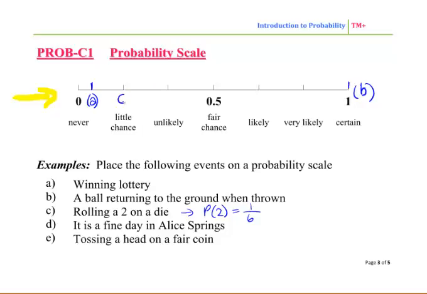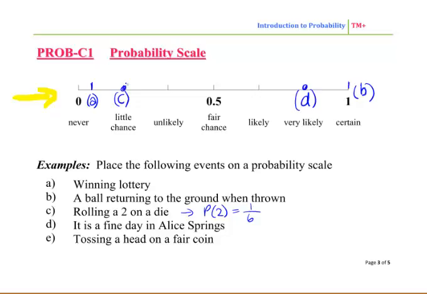actually falls right there. It's a fine day in Alice Springs. Well, do we know much about the weather in Alice Springs? As far as I know, it's fairly dry, isn't it? But it can rain, so maybe we would have that down here. No, we don't have to be perfect here. It's more just giving an indication.